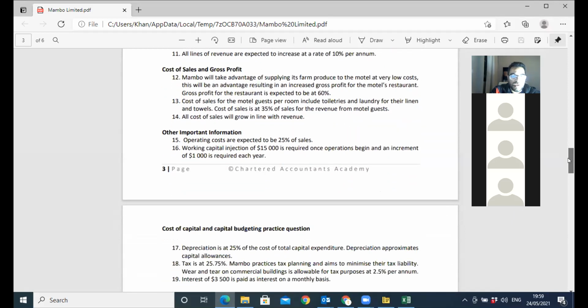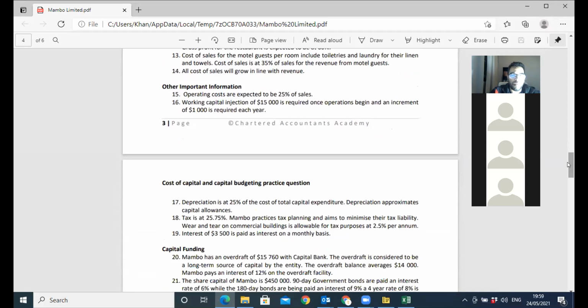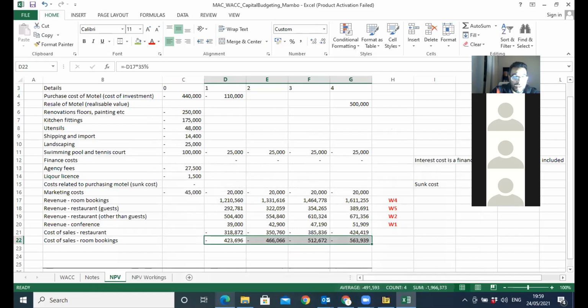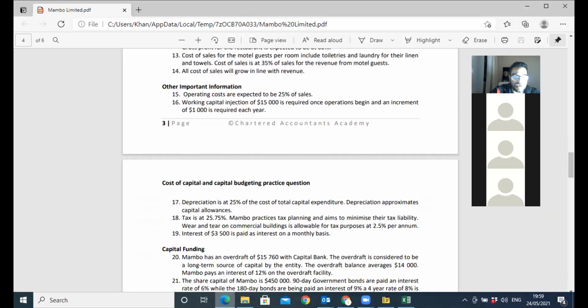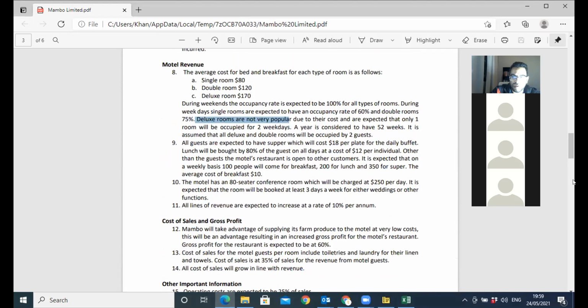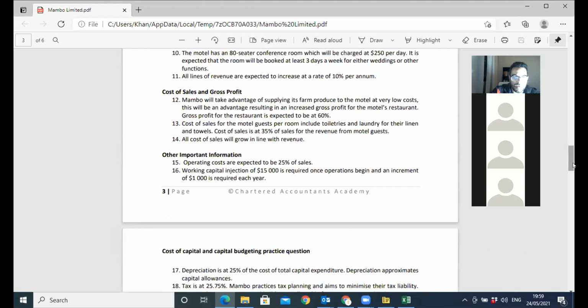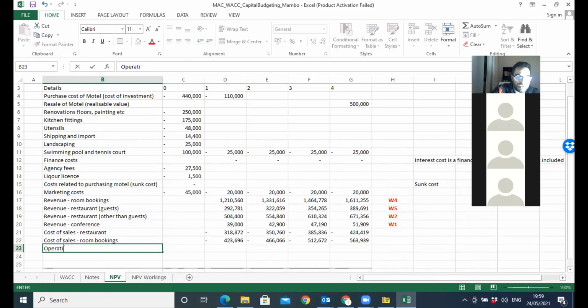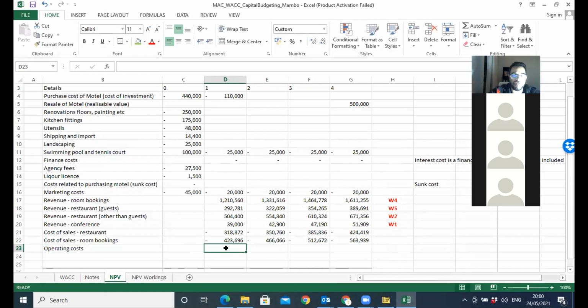Okay, it's fine. Now, under other information, operating costs are expected to be 25% of sales. So operating costs is expected to be 25% of sales. I'm assuming all sales. So operating cost, 25% of sales. I'm assuming all revenue.